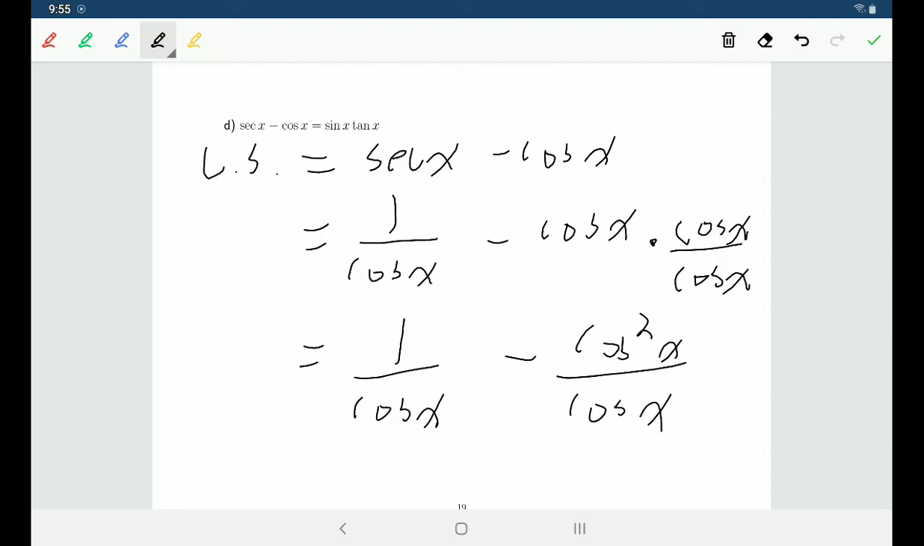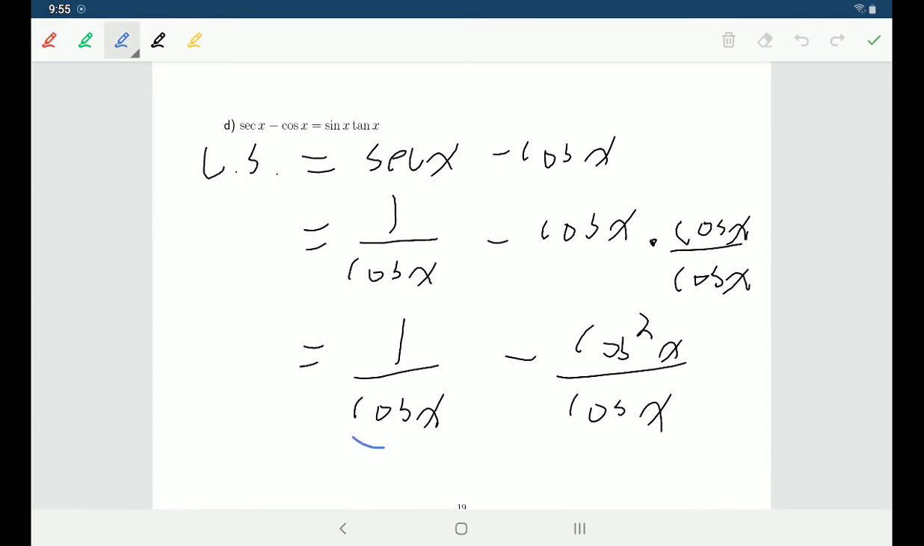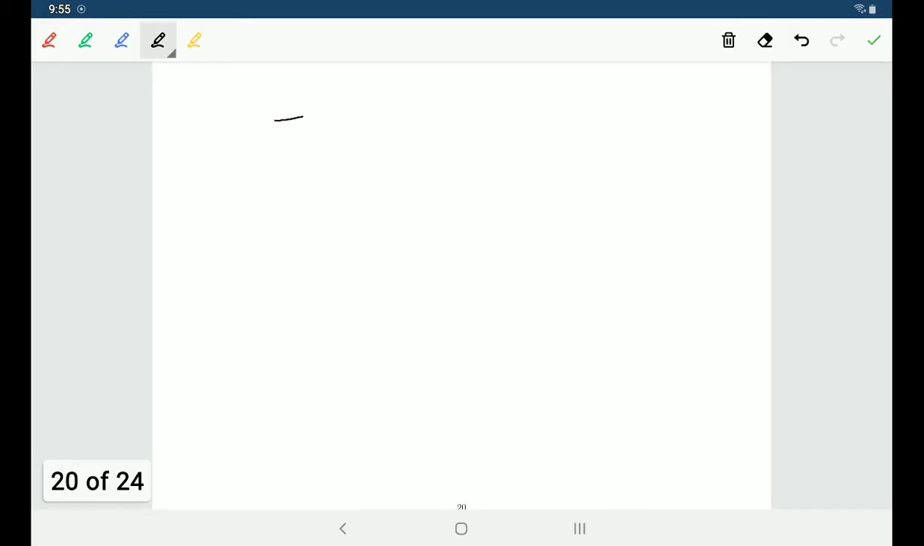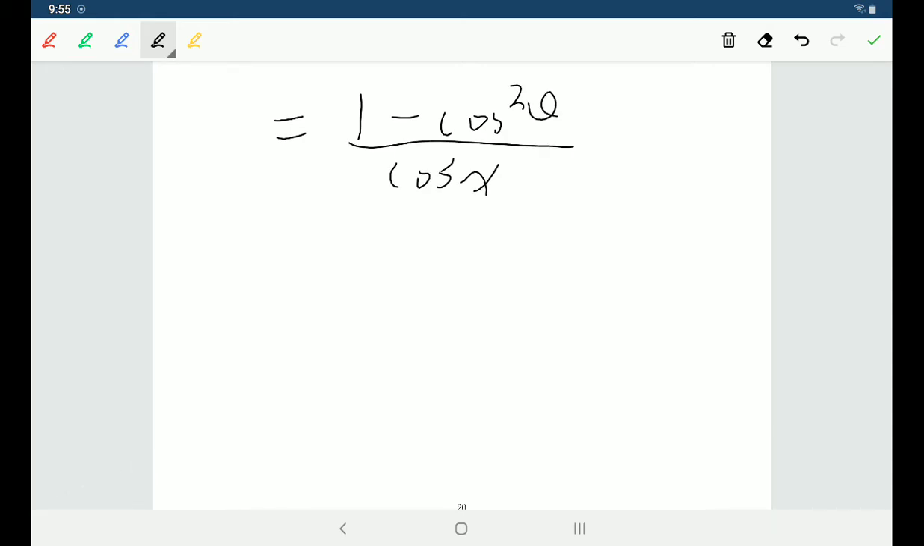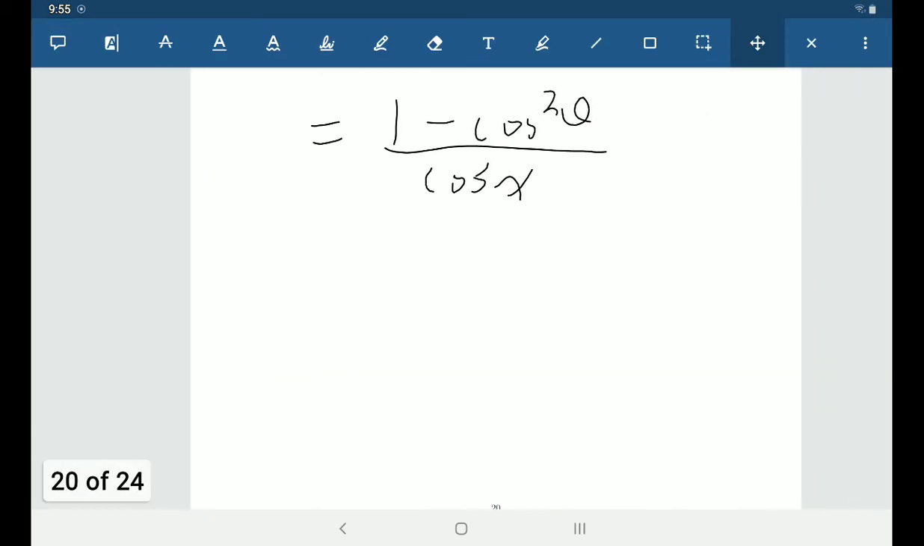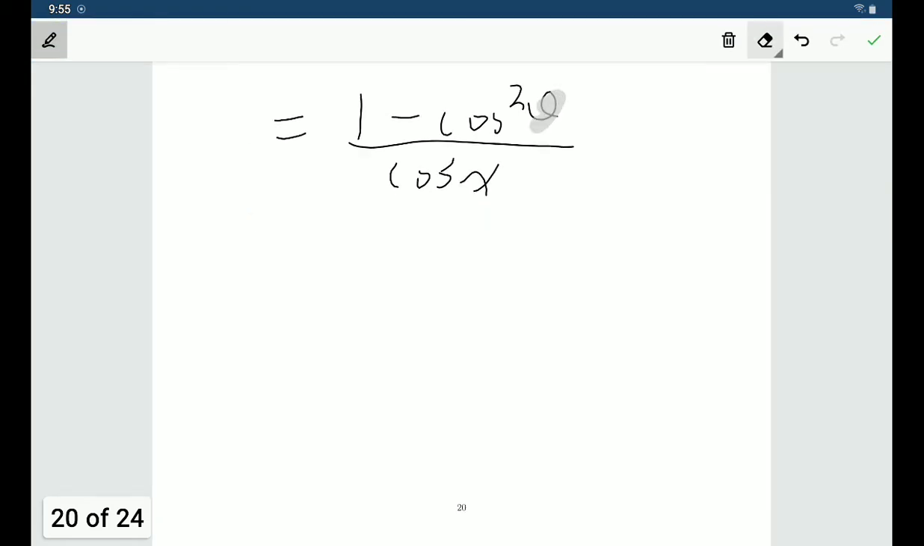And now that you've got two fractions with the same denominator, you can combine the two. Taking the two terms and putting them both under the same denominator of cosine of x, you would have in the numerator 1 minus cos squared, and in the denominator you've got cos of x. Now this is a good spot to go back and think about, oops, not theta, huh? It was cosine of x. Try to be consistent with your variables.